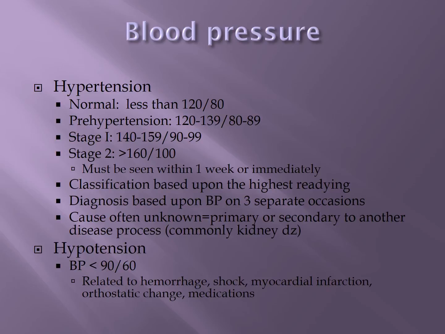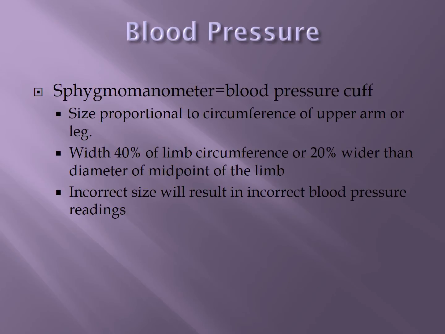Hypotension is the opposite end, where a patient has a blood pressure less than 90/60, commonly related to hemorrhage, shock, myocardial infarction, orthostatic changes, or even medications. As I mentioned, the medical term for a blood pressure cuff is a sphygmomanometer.